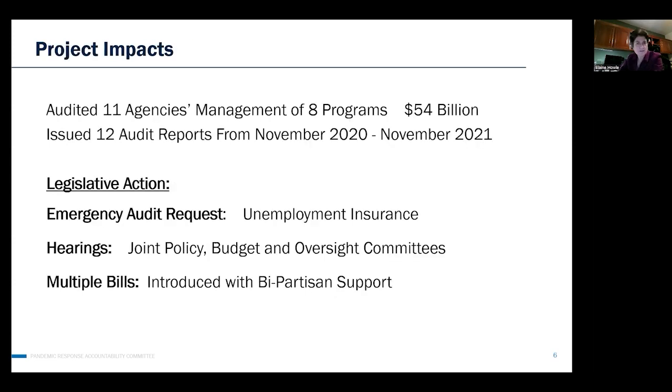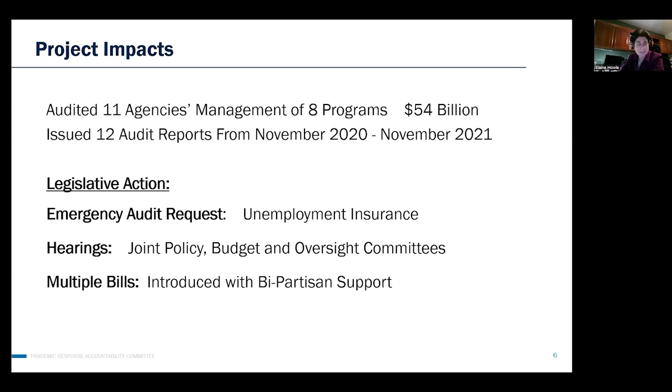So what are the impacts of the projects that we did? Well, we audited 11 agencies, their management of 8 different programs, $54 billion out of the $71 billion that was in the chart in that August report. During a 1-year window from November of 2020 to November of 2021, we issued 12 audits and covered a variety of different programs. The UI program was the biggest. It was $40 billion out of the $54 billion, but certainly looked at education stabilization, CRF, pandemic food assistance, etc.